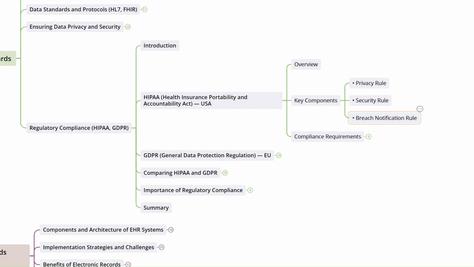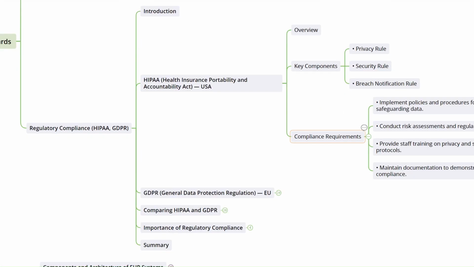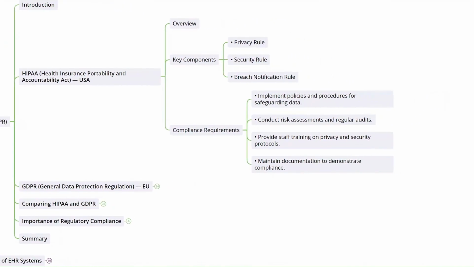Next, breach notification rule. It requires organizations to notify patients and authorities of data breaches affecting 500 or more individuals. Next, compliance requirements.